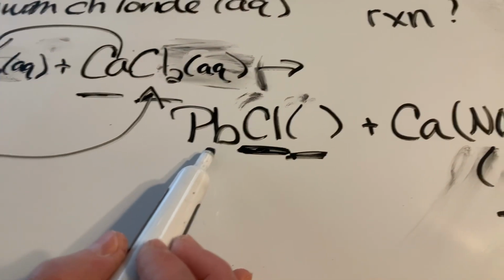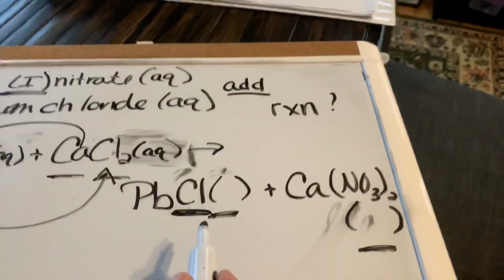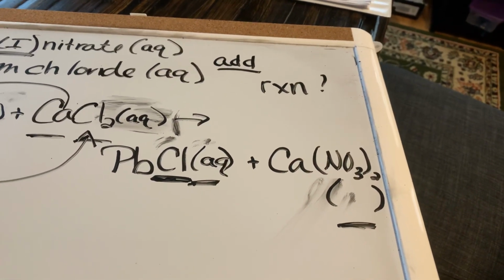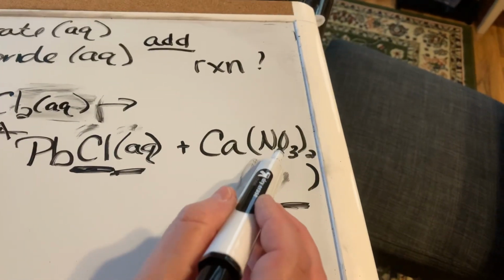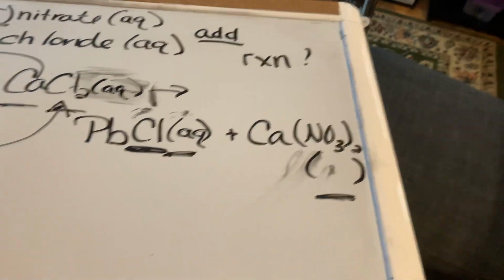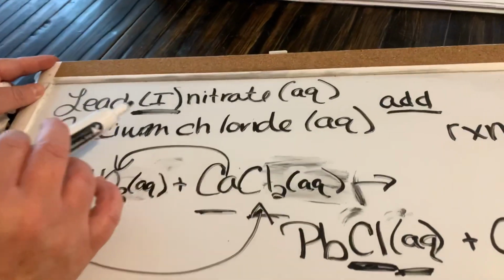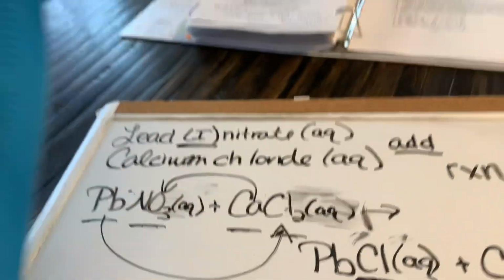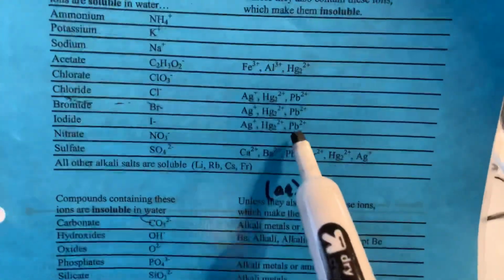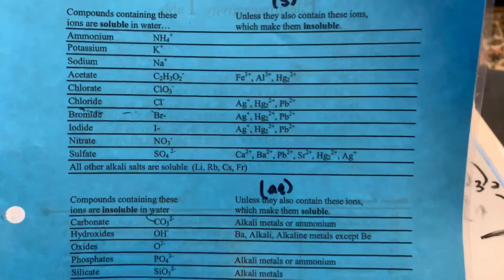No, it's Pb plus 1, right? So that means this is aqueous, okay? Because it says it has to be with Pb plus 2, which means this would have to be lead 2 nitrate, not lead 1 nitrate. So you have to watch those things up here, Pb plus 2, Pb plus 2, Pb plus 2. You have to watch that, okay?